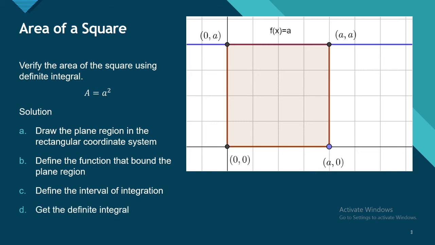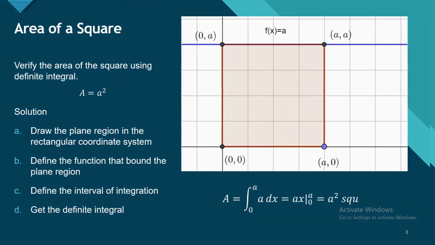Let us now set up the definite integral. The integral of a dx evaluated from 0 to a. The integral of a dx is a times x, evaluated from 0 to a, which will give you a squared square units.